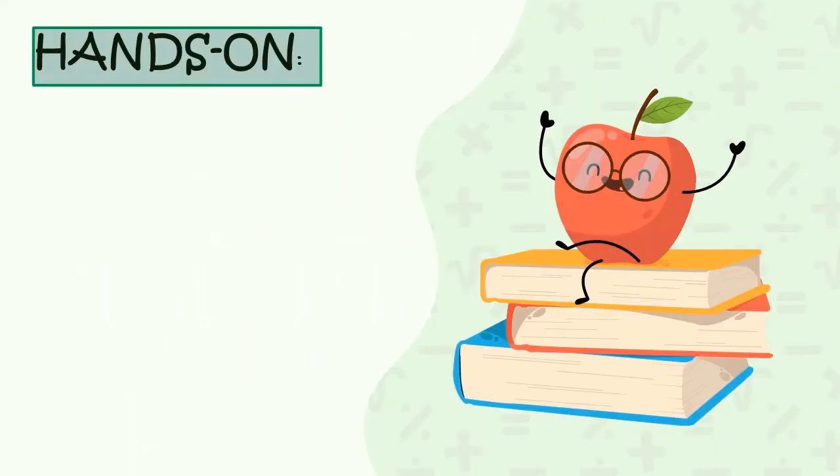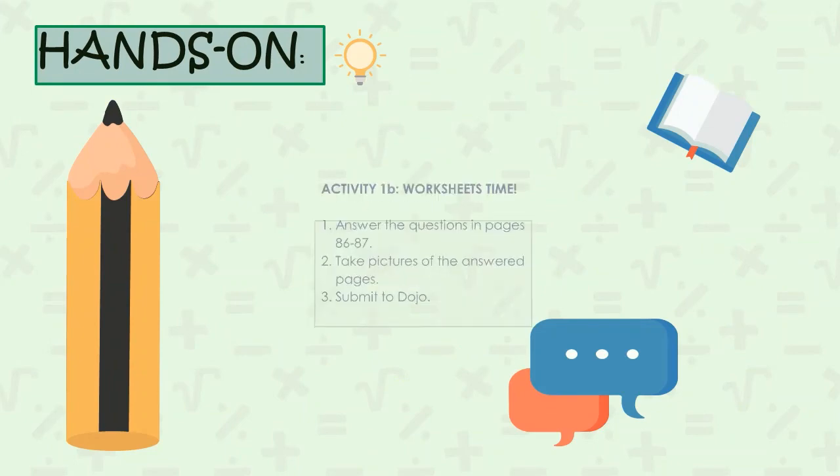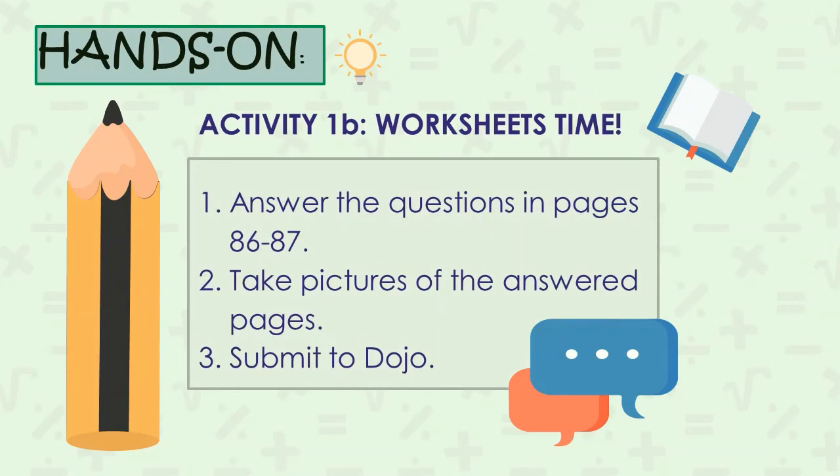So now, after watching the video, I'm sure you're ready for your hands-on activities. For your activity 1A, answer the activity in Ed Puzzle. Take a screenshot of the result of the test and submit it to Dojo. And for your activity 1B, in your worksheet, answer the questions in pages 86 to 87. Take pictures of the answered pages and submit them to Dojo.